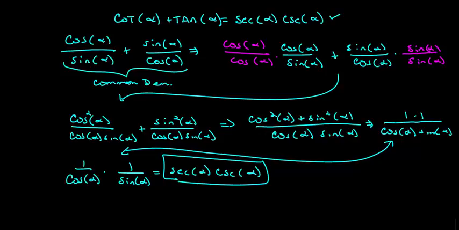So the technique that I used in this one was to move everything into sine and cosine, and then get a common denominator, which I did right up here. So here's my common denominator, and then combine. And then over here was to simplify, and I knew that I needed to get secant and cosecant, so once I had cosine and sine on the bottom, it was easy to move them up top.